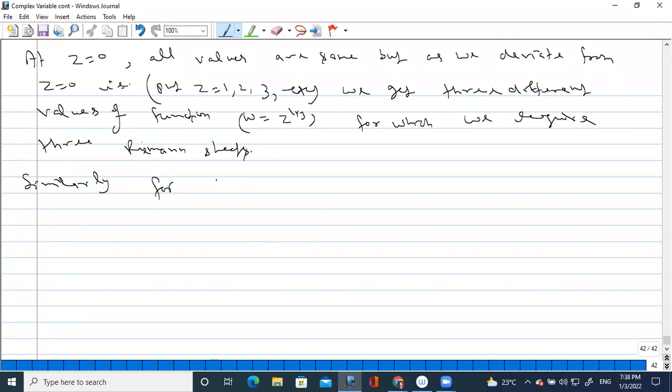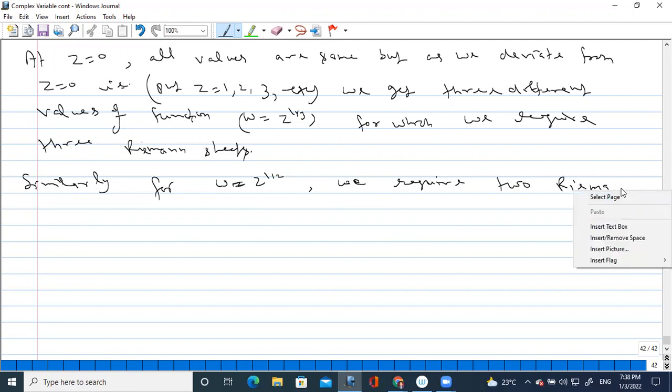Okay. Similarly, for omega equal to z to the power half, we require two Riemann seats. So like this we can find. If it is z to the power 1 by 5, then we require 5 Riemann seats. Okay. Now the next definition is the branch cut.